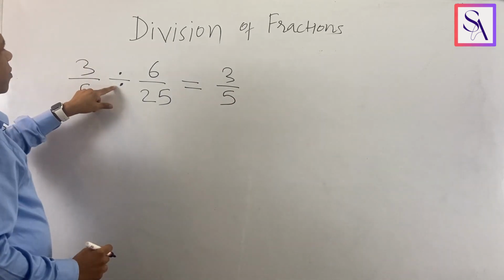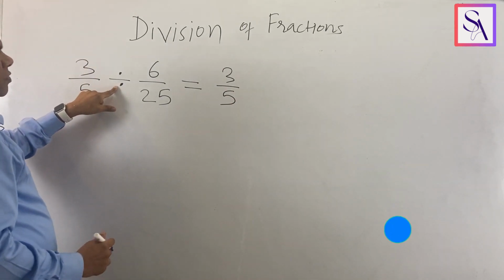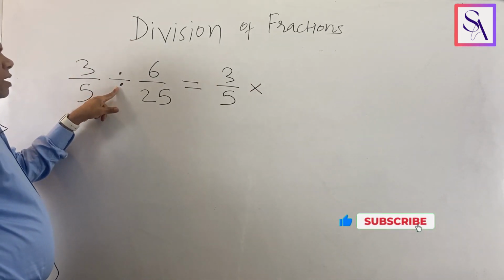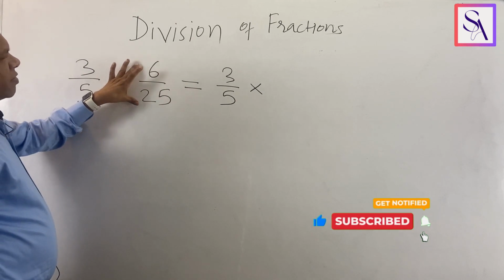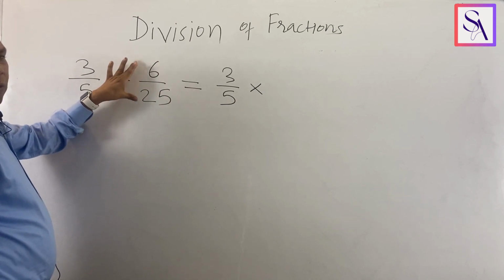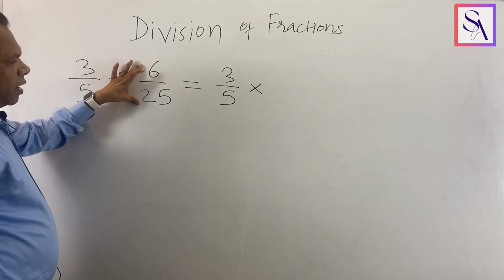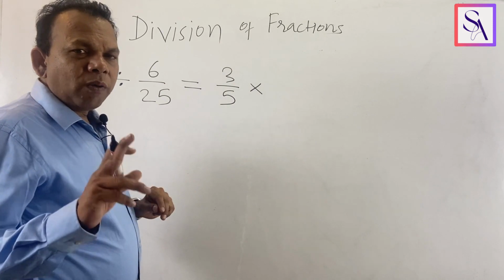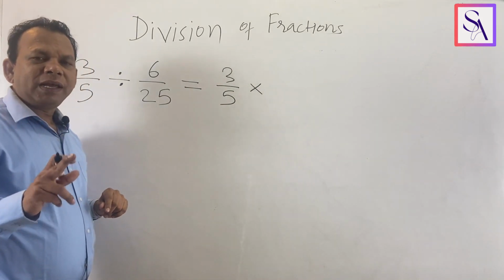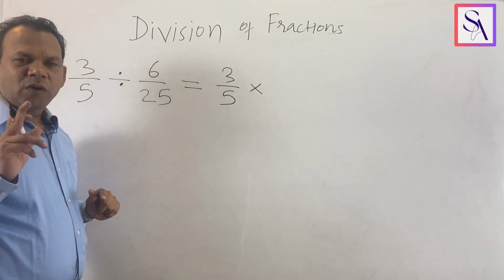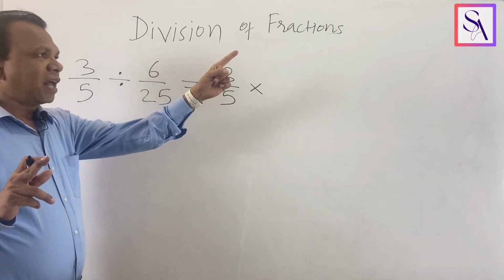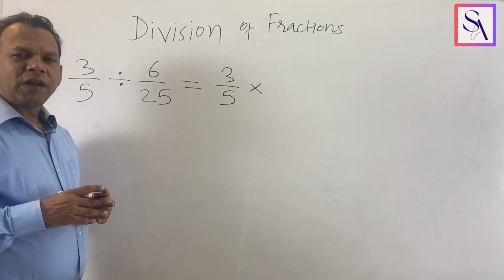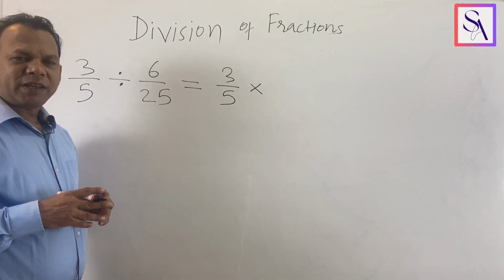Then convert this division into multiplication. So write multiplication. How to convert this division into multiplication? For the next number, which is a fraction or whole number, you have to take a reciprocal of this 6 by 25. We have learned how to take reciprocal in part 1 video. If you have not seen that, then click this I button, you will get that video and just go through that reciprocal section, you will understand that.